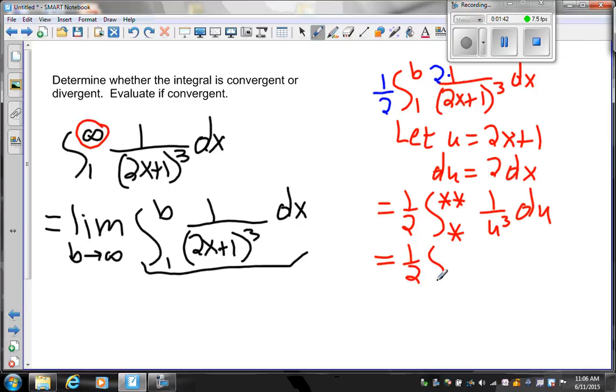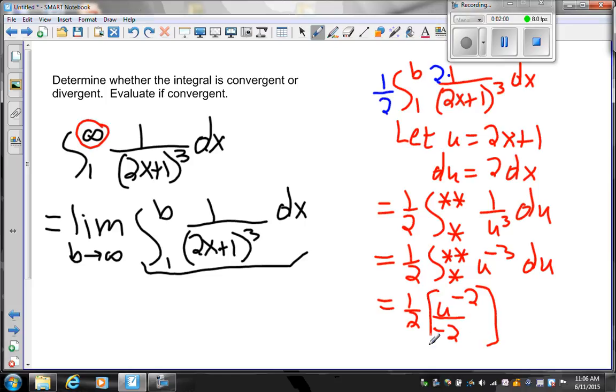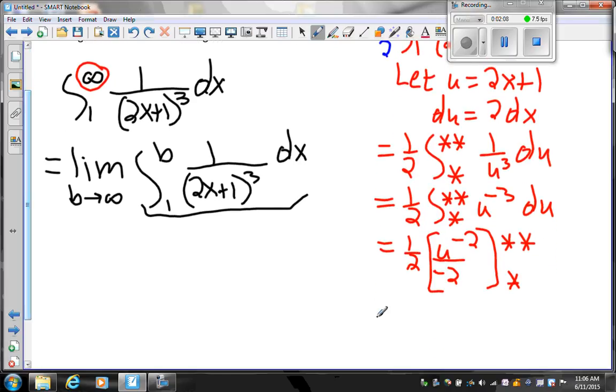1 over u cubed is the same as u to the negative 3. And remember, to integrate that, you add 1 to that power, so it'll be u to the negative 2. You divide by that same number, negative 2. And since it's a definite integral, you must evaluate on the limits of integration. We know what u is. Also, we could bring out that negative 2 in the bottom. So negative 1/4, and then u is equal to 2x plus 1.